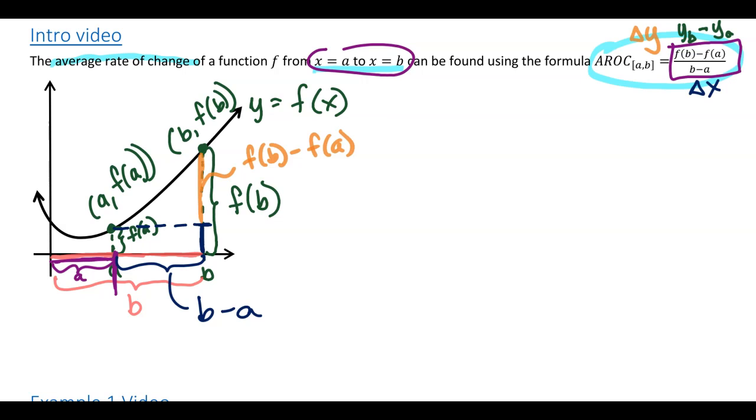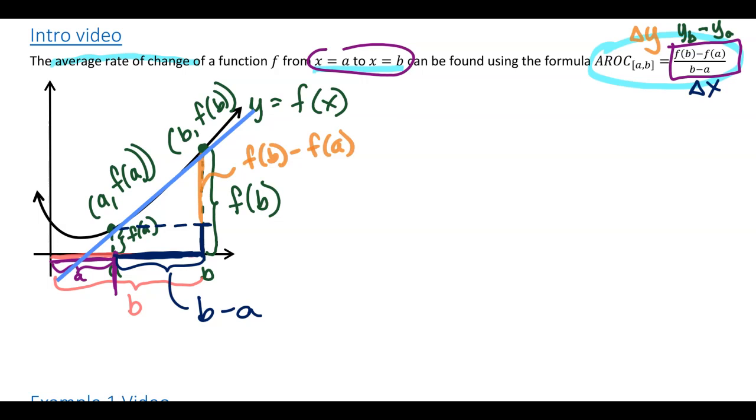Okay, so we're taking this orange rise and dividing by this blue run, and what that gives us is the slope of a line. It's the slope of the line between the two points that we labeled, (a, f of a) and (b, f of b). So we can draw this line. That's pretty good. It's supposed to go right through those two points. We can draw this line, and its slope is equal to the AROC, the average rate of change.